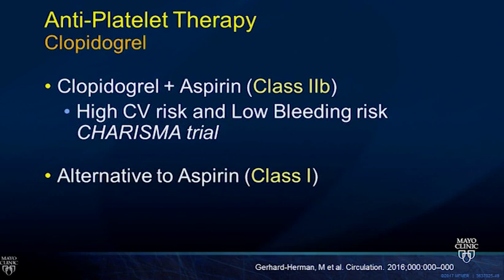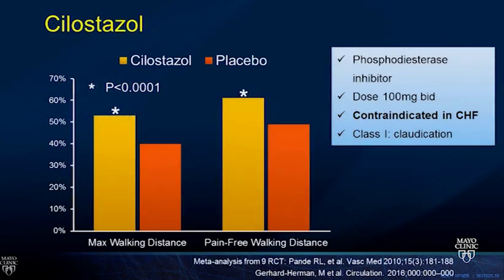And what about clopidogrel? It's a class 2B recommendation to use clopidogrel and aspirin, and really this comes from the CHARISMA trial. So if patients are at high cardiovascular risk and low bleeding risk, it's reasonable to continue them on clopidogrel and aspirin together, knowing that you're putting them at an increased risk of bleeding to help prevent thrombotic events. And then if patients have an aspirin allergy, Plavix or clopidogrel is certainly an alternative to aspirin.